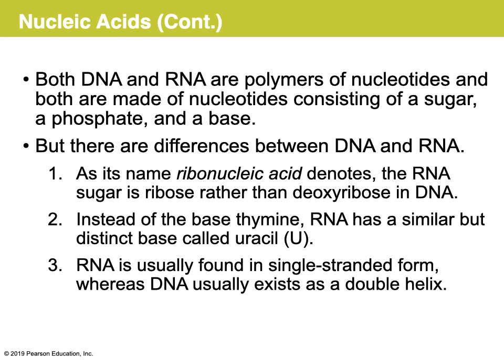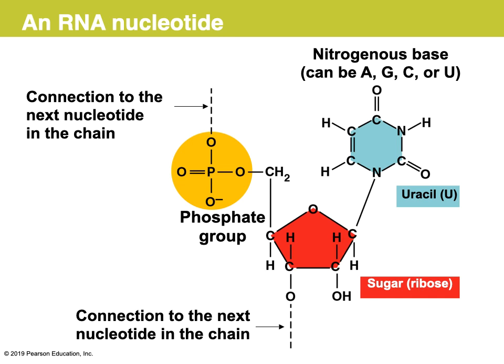Also, RNA is usually found in a single-stranded form, whereas DNA usually exists as a double helix. So now looking at an RNA nucleotide, again, we have a sugar phosphate backbone, but now the sugar is different.